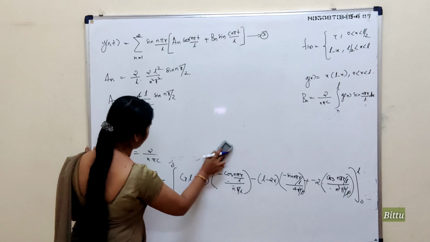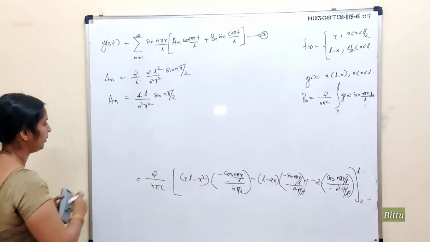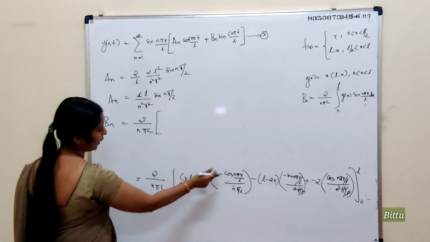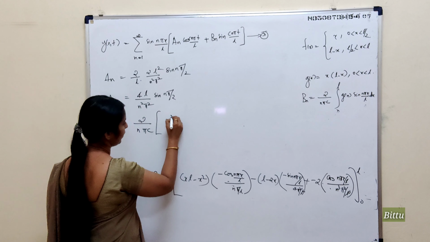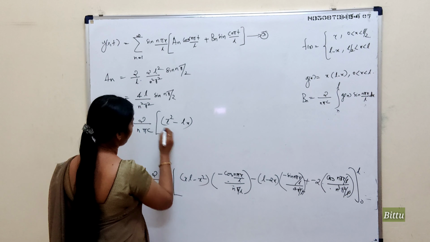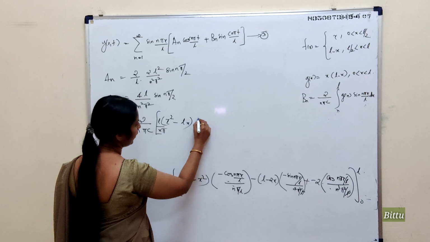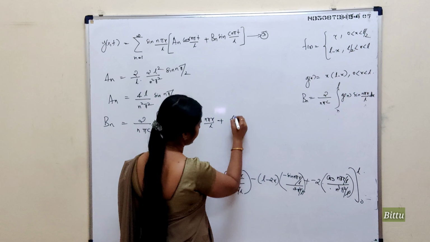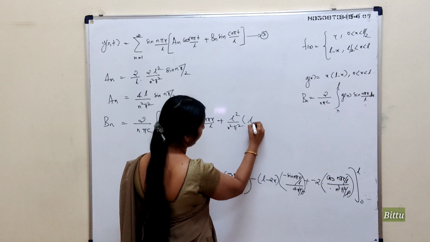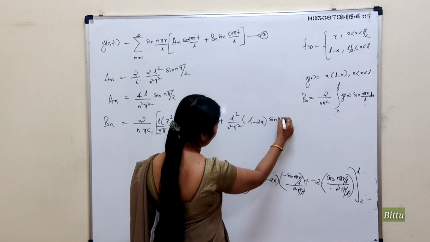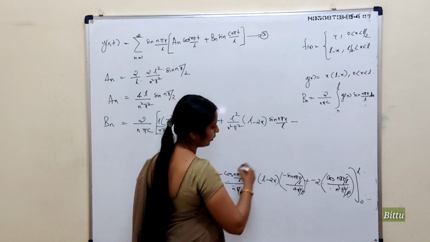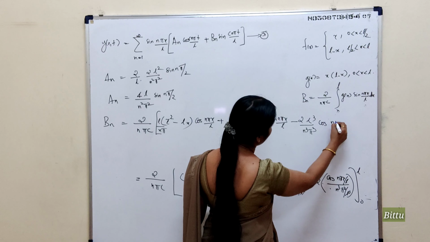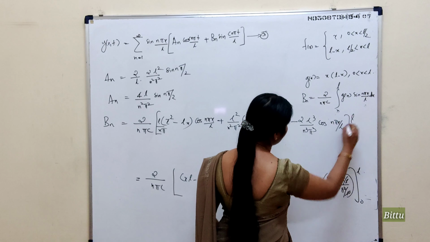Next, before substituting the limits, we have to simplify the signs. So it is 2 by n pi c. You adjust the negative sign here, so the polynomial becomes x square minus Lx, times L by n pi cos n pi x by L, plus L square by n square pi square, L minus 2x sin n pi x by L, minus 2 L cube by n cube pi cube into cos n pi x by L from 0 to L.